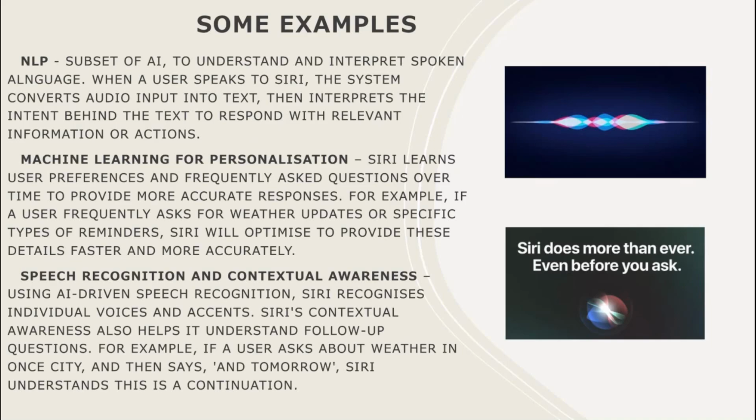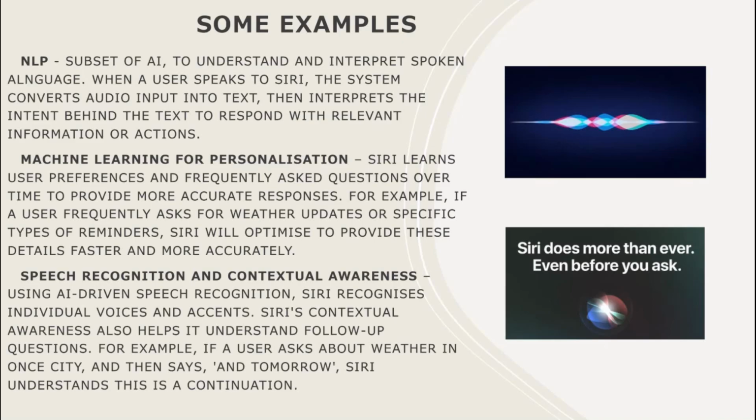Now, I gave you the example of Siri. That's an example. What does it do? Natural language processing to understand and interpret spoken language. When a user speaks to Siri, the system converts audio input into text, which is the most basic and fundamental thing it does. And then it interprets the intent behind the text. So what are you trying to say? To respond with relevant information or actions.